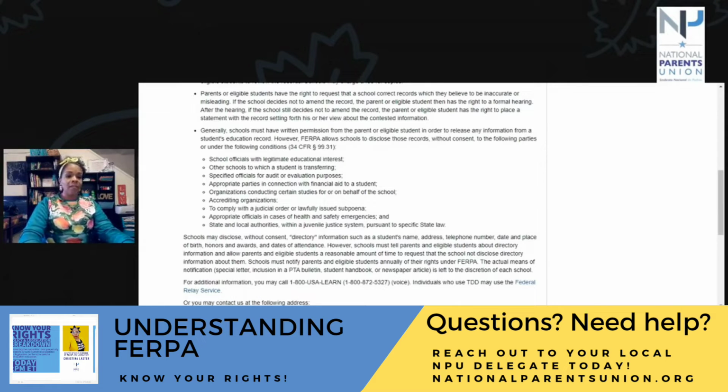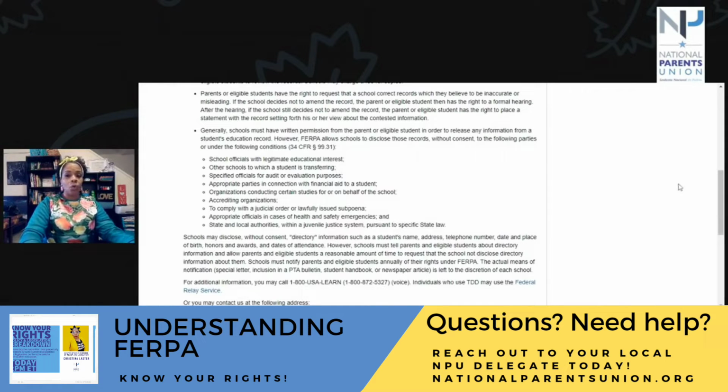Appropriate officials in cases of health and safety emergency. Who are these appropriate officials, right? You want to be checking this. I'm sure that we're talking about emergency and medical practitioners, but are you really certain? You want to ask these questions. State and local authorities, right? Find out which ones, with the juvenile justice system pursuant to specific law.